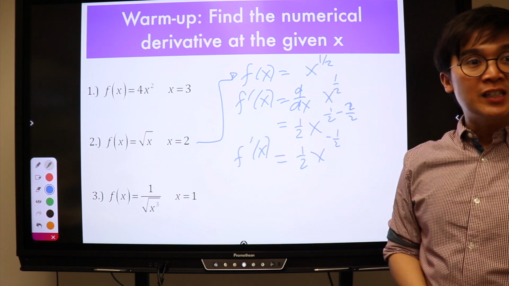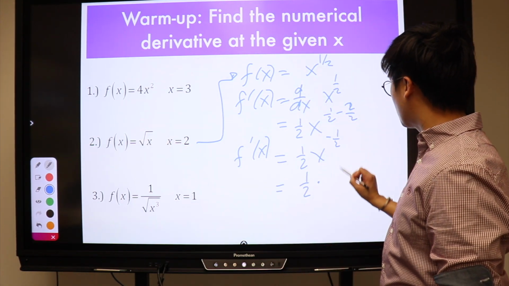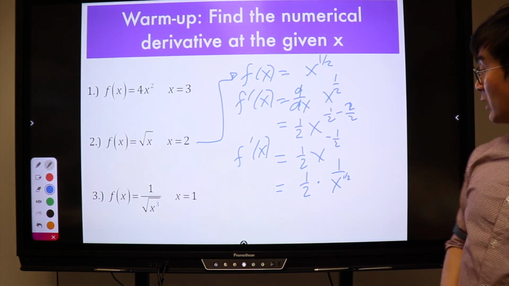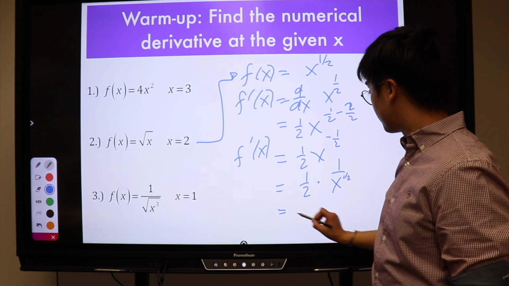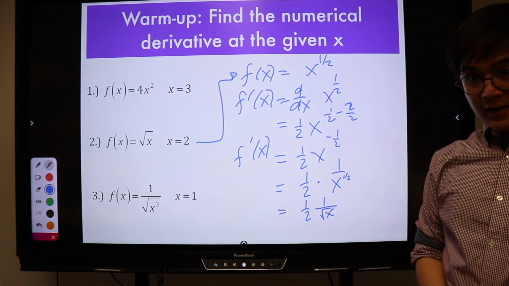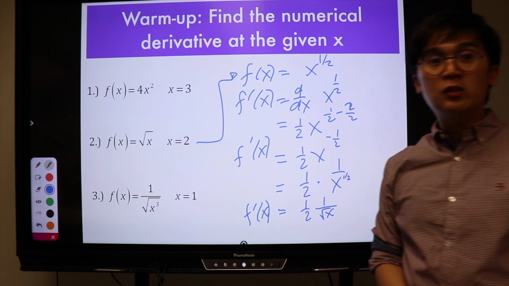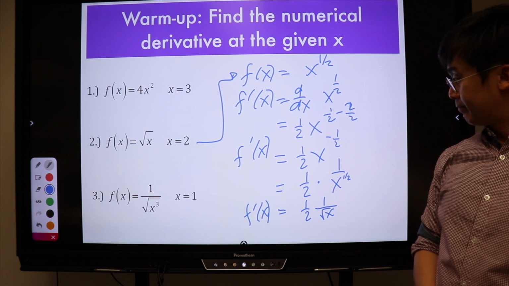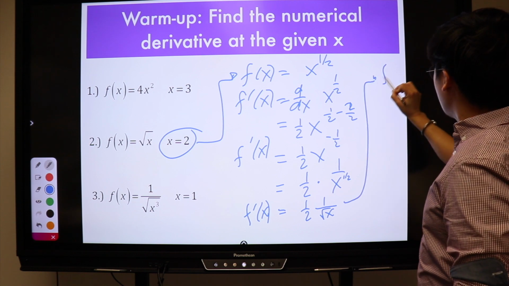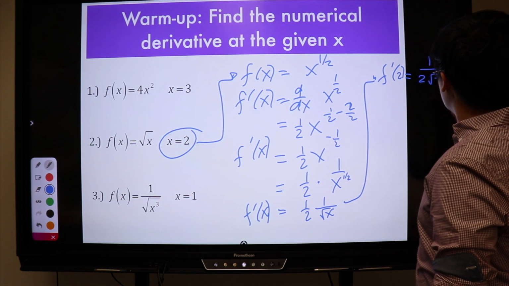Can we change it back to the radical form? So we'll have 1/2 times 1 all over x to the 1/2, right? And what is x to the 1/2 in radical form? 1 over square root of x, right? Are we finished with our work? No. What else do we need to do to solve the problem for number 2? Plug in the value of 2. So we have f prime of 2 is equal to 1 all over 2 square root of 2.